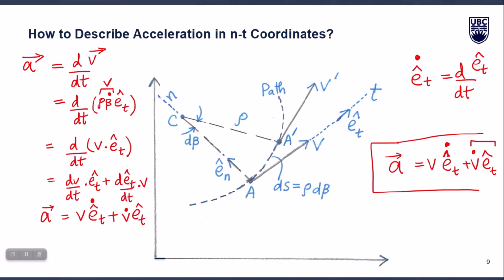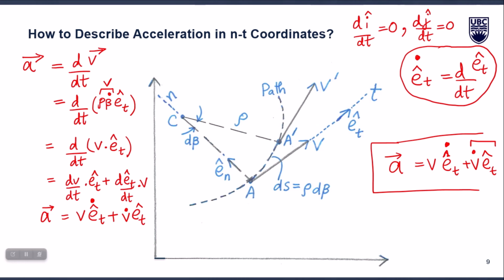Now unlike the xy coordinate system, where the first derivatives of i and j were 0 with respect to time, so you remember that we saw that di over dt is equal to 0, and similarly dj over dt was also 0, because i and j had a constant magnitude and a constant direction. So their time rate of change should be 0, but not in this case, because E sub t is changing its direction, although its magnitude is still constant at 1. So we cannot simply put this quantity as 0 in the acceleration term.